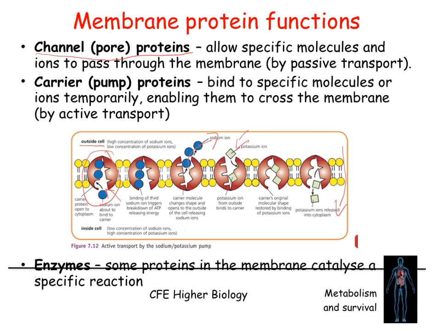A third role of membrane proteins is as enzymes. There are some enzymes that are found on the membrane, and they catalyze specific reactions. For example, there's an enzyme called ATP synthase. It's found in the inner membrane of the mitochondria, and it catalyzes the production of ATP.